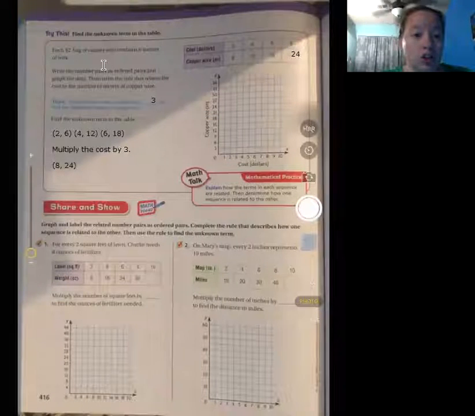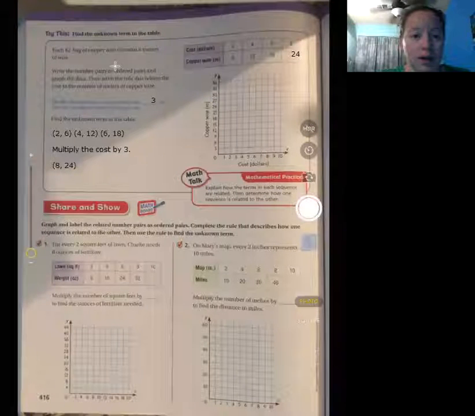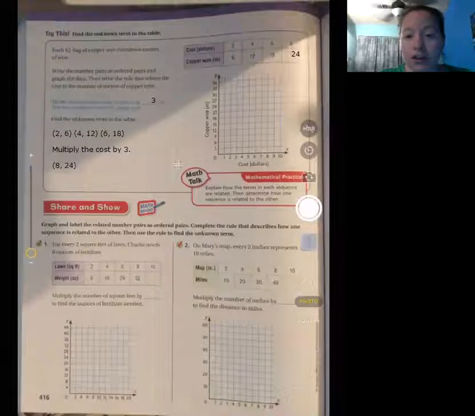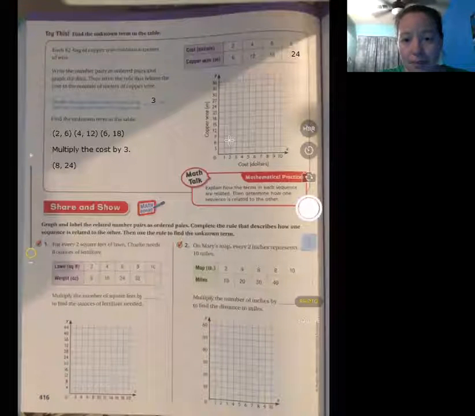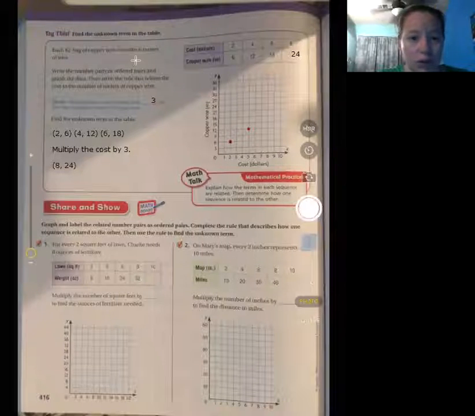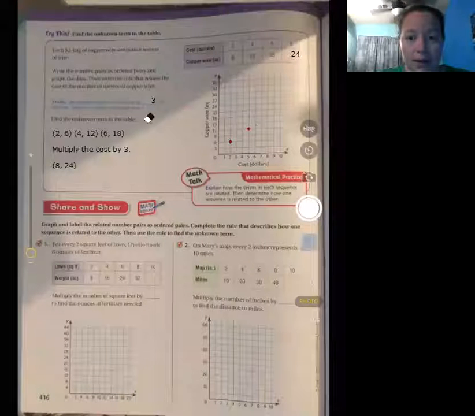So they want us to graph this. Let's go ahead and graph it. I'm going to go with the red. Okay, so 2. First number always goes along the bottom. Bottom first, then up. How far over, then how far up. So over 2, up to the 6. Over 2, up to the 12. Over 2. Oh, wait. I went too far over on that one. That is not where that one goes.